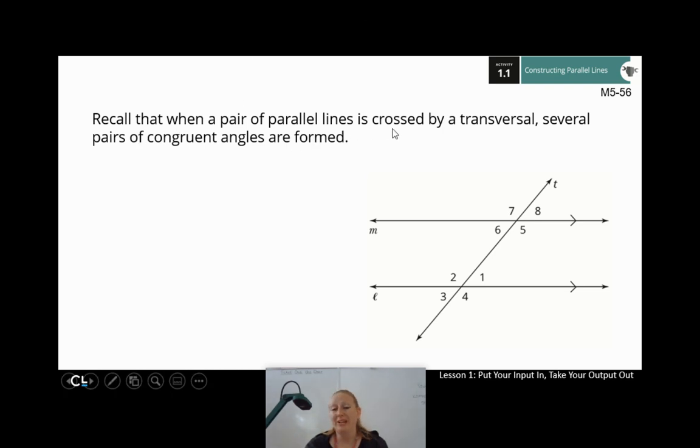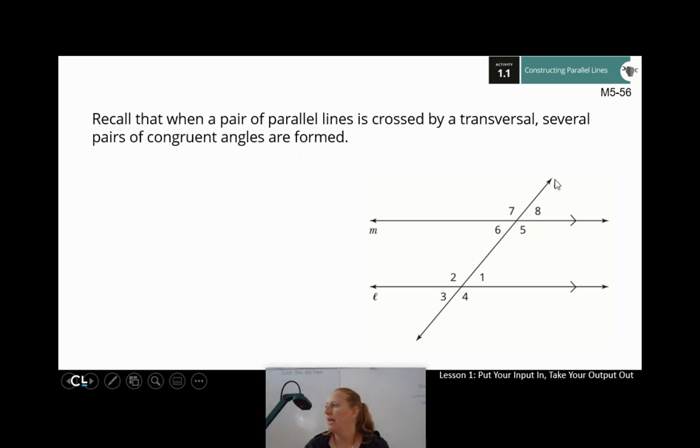Recall that when a pair of parallel lines is crossed by a transversal, remember matching arrows. See how they have a little matchy arrow? That means that lines M and L are parallel, okay? When you have a line that intersects both of those lines, we call it a transversal. Again, it's been a while since 7th grade. So you have that transversal, which we're going to call line T. Several pairs of congruent angles are formed.